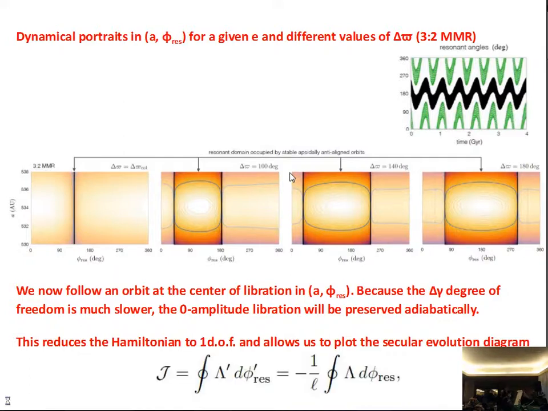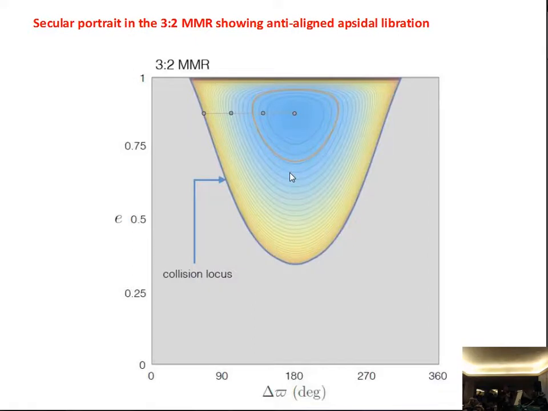More formally, this can be seen as the equivalent of introducing action-angle variables for this librational motion, then averaging the Hamiltonian over the libration phase, and taking the limit of the action to 0. So this is the secular diagram that we obtained. It shows the secular evolution of the eccentricity of the TNO as a function of delta varpi, the difference of its perihelion with the perihelion of planet Nine.